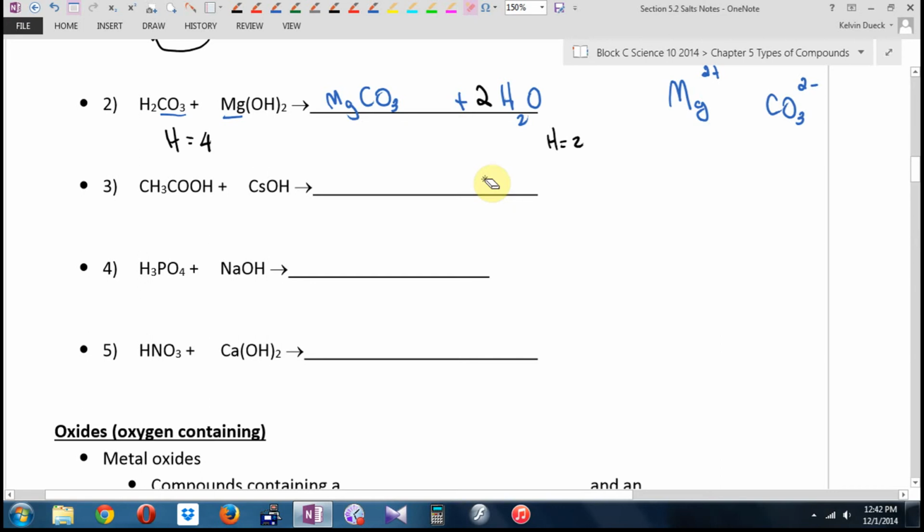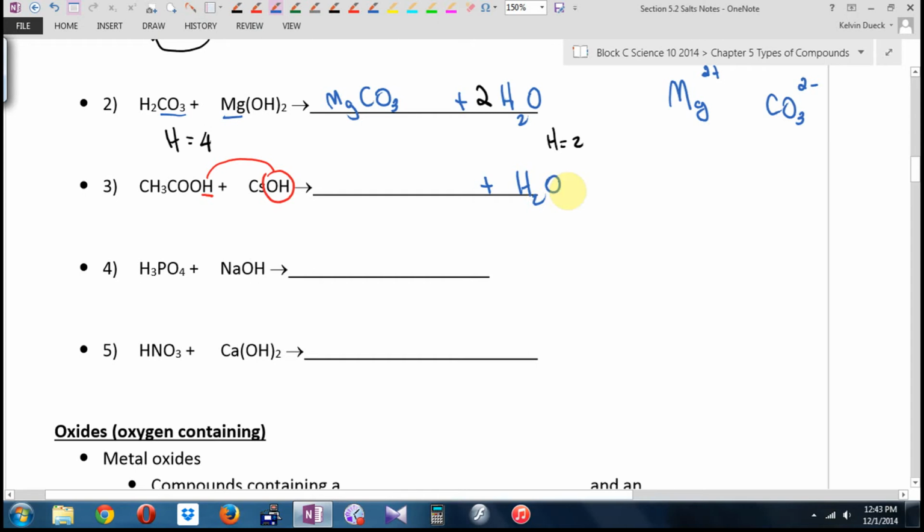Example 3. Here's my acetic acid. Here's my base. How are they going to combine? This one's trickier, so look up. This hydrogen right here will combine with those. I'm going to get H2O.